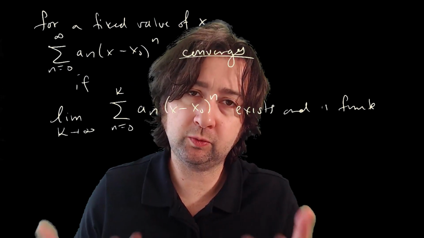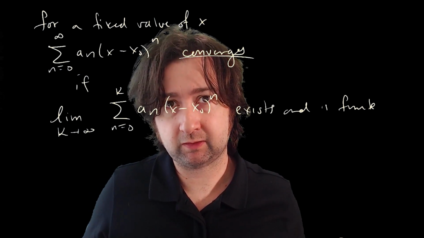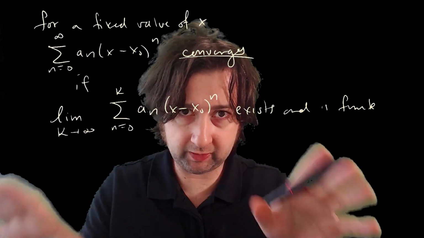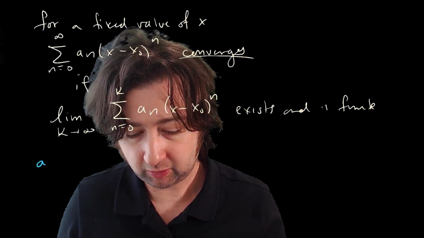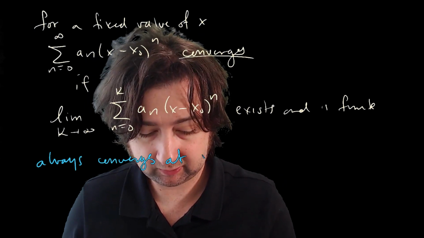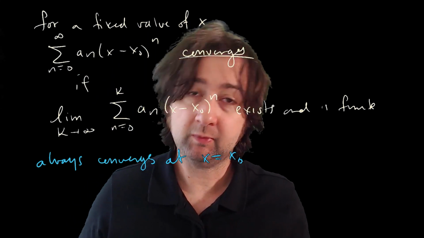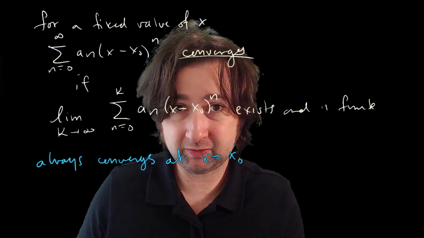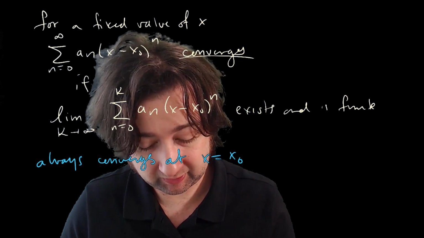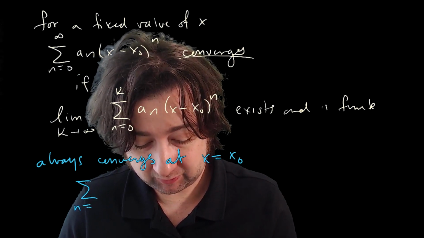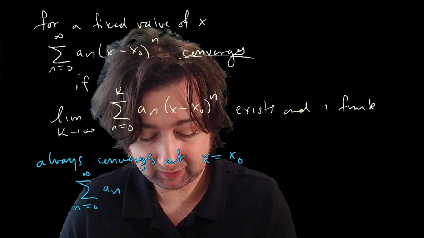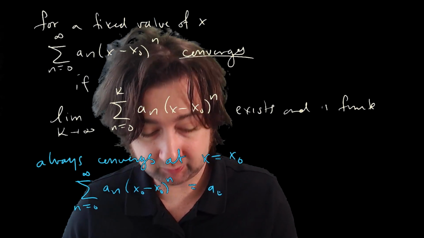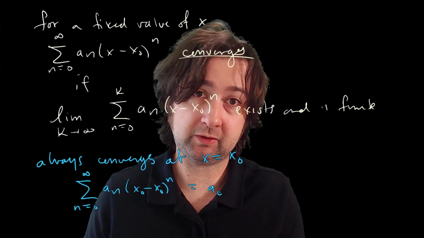So we've written down a rule now that applies to a single value of x. Now that's always going to hold for the value x equal to x_0. So this series always will converge. It always converges at x equal to x_0, because when you plug x_0 in, this term becomes 0, and the only thing that survives is the a_0. So what I mean by that is the sum from n equals 0 to infinity of a_n (x_0 minus x_0)^n is just the single number a_0. So of course that always converges.